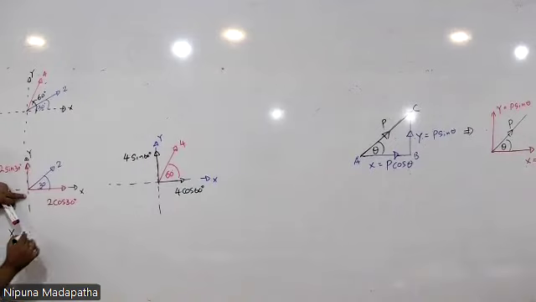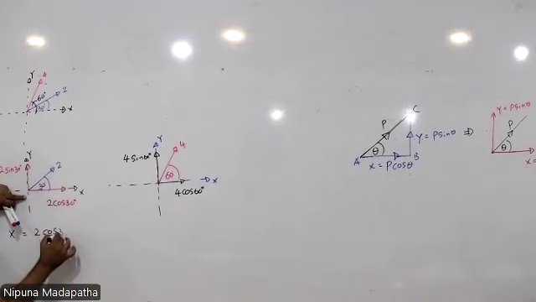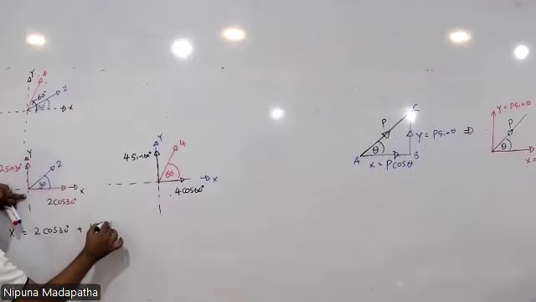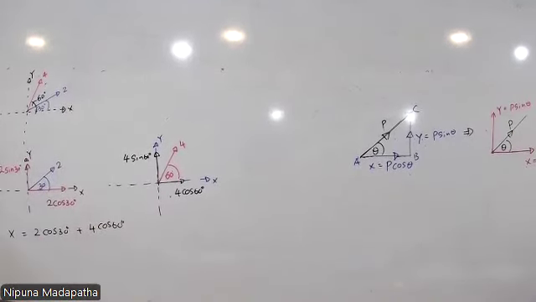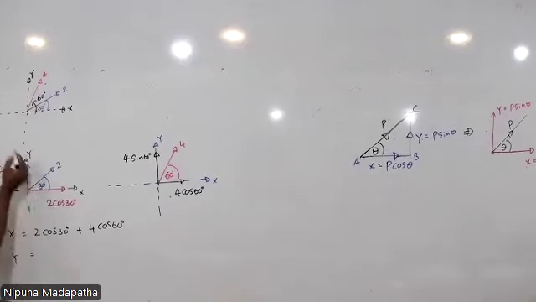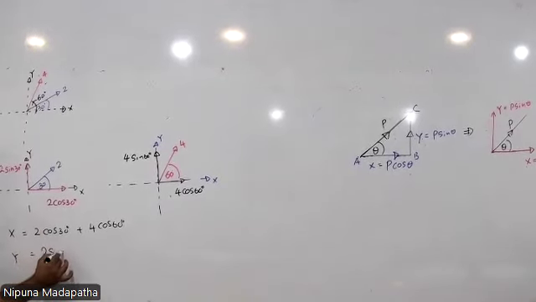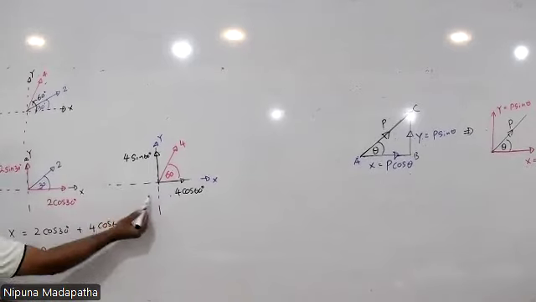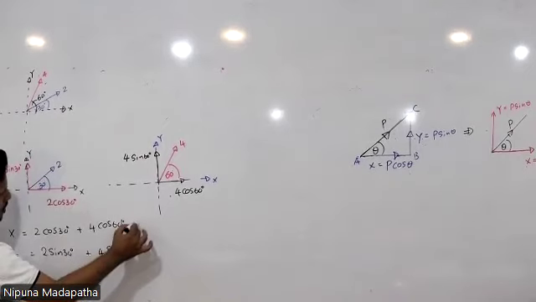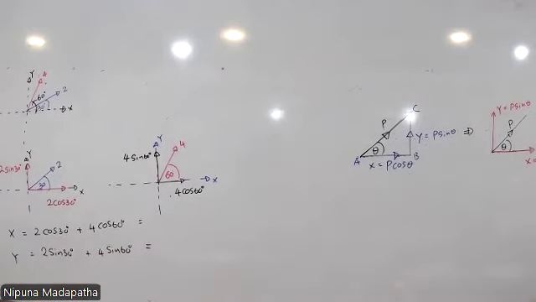This one has 2 cos 30, positive. This one gives 4 cos 60, positive. You need to substitute values. Then take the y values. This one has 2 sin 30, positive. This one is also in the same direction, so it is positive, 4 sin 60. Get the components. So do this as a first example.